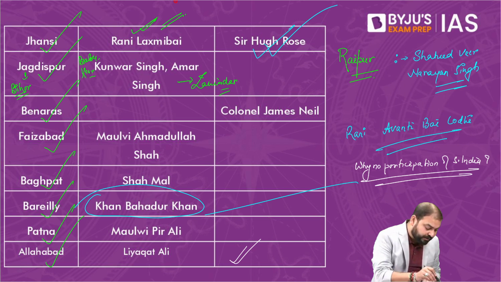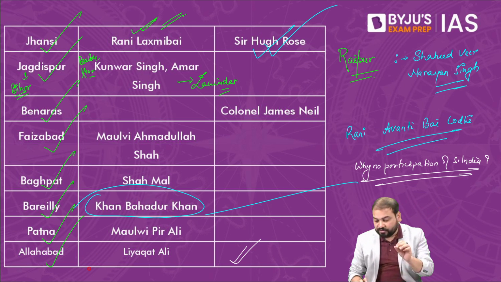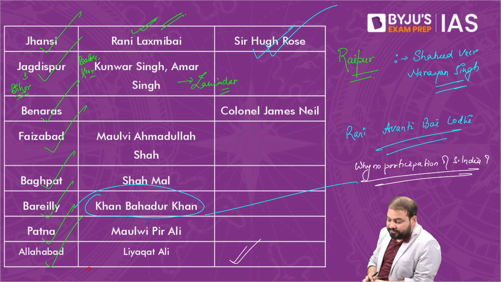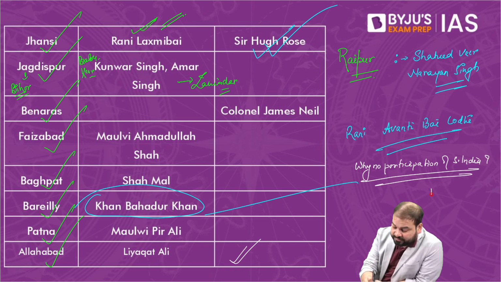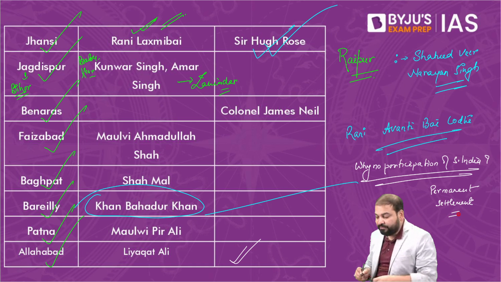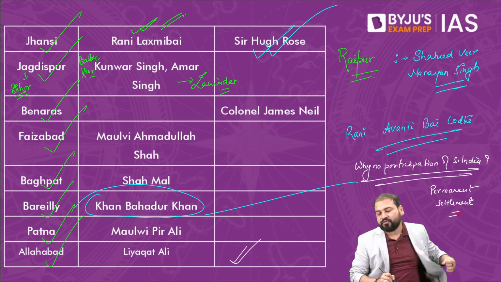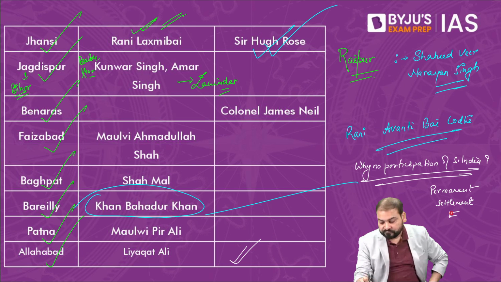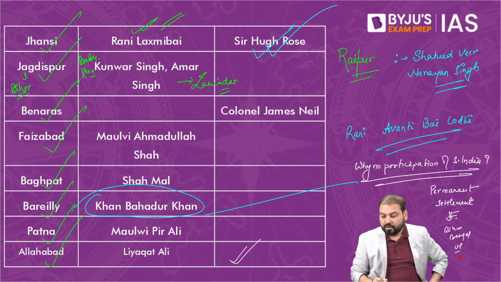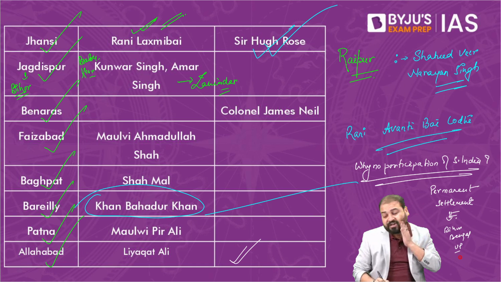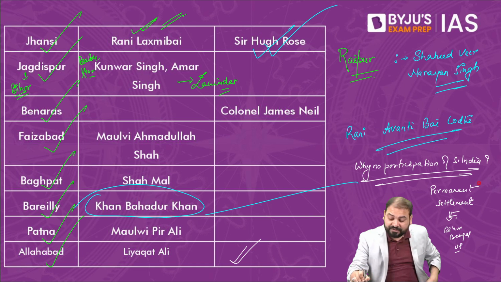All of you, tell me one thing. Everyone, now listen to me. Some historians say that South India was mostly absent here because the anger was mostly because of the permanent settlement or zamindari system. Everyone, tell me, permanent settlement was introduced in which area? Bihar, Bengal, UP.